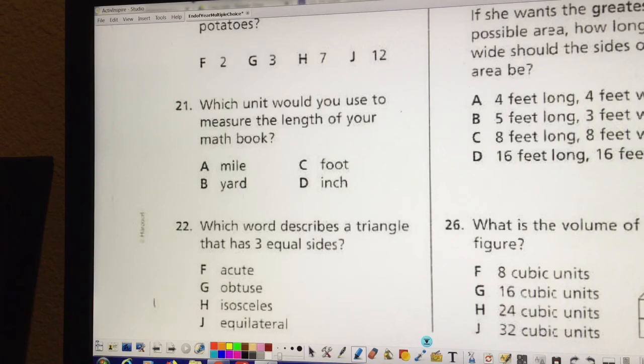21, which unit would you use to measure the length of your math book? Which unit, meaning if I had to go measure my math book, am I going to use how many miles it is, how many yards it is, how many feet it would be, right? Like if it was a foot, or how many inches it would be.